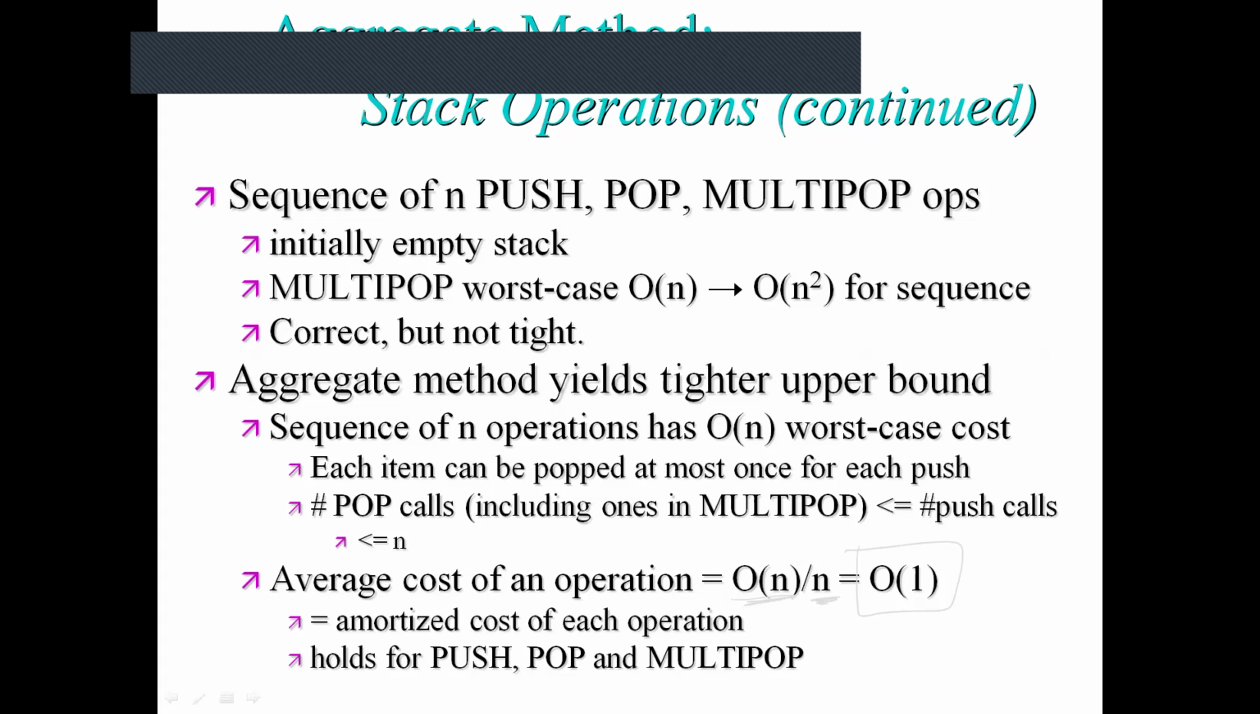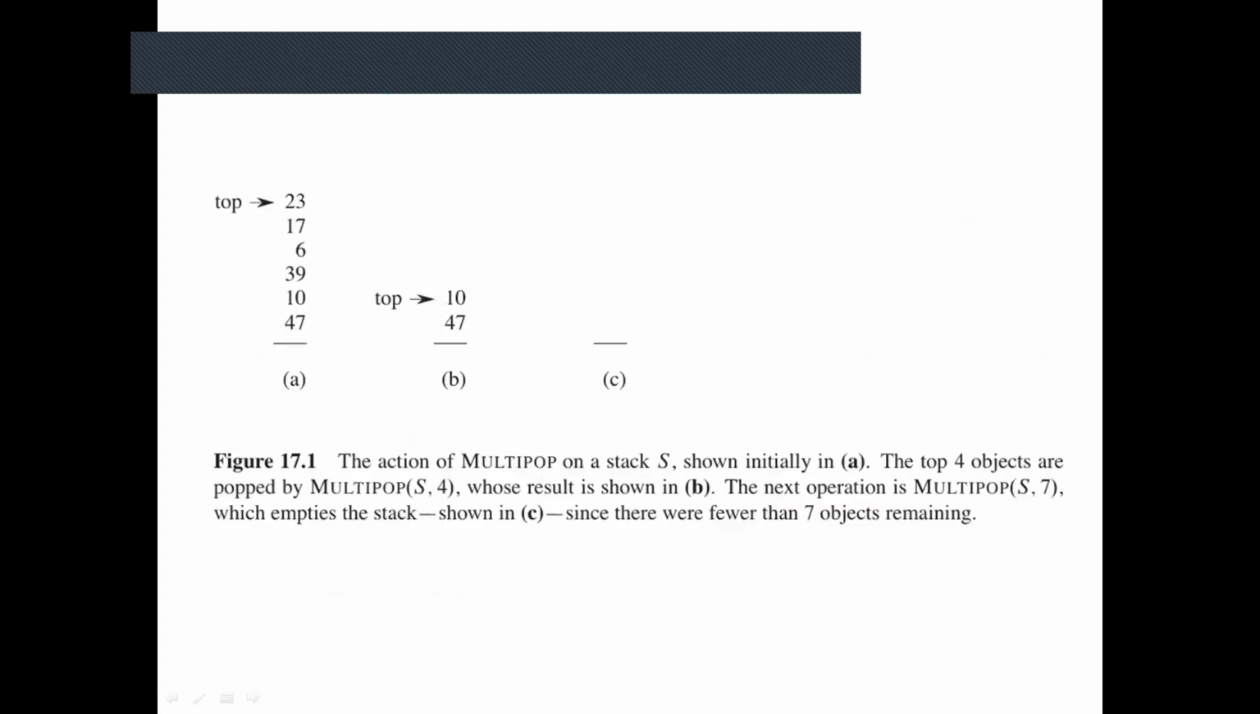Because the multi-pop can work n times only if that many elements are pushed in. So if n elements are pushed in, then with a single multi-pop, if all the elements are popped out, that would be maximum n. It will not go up to n square. So this is known as the aggregate method in amortized analysis.